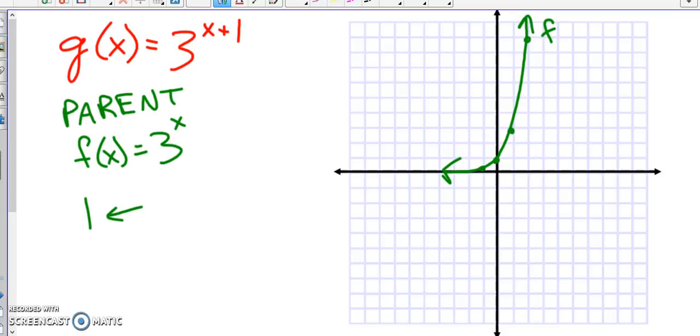Keep in mind, I generated these because 3 to the 0 is 1, 3 to the first is 3, 3 to the second is 9, 3 to the negative 1 would be 1/3, etc. So those are the points I drew to get that curve. Well, if I'm translating that 1 to the left, all I got to do is take all these points and shift them over 1. Like so. So the red curve is g, the green curve is the parent.